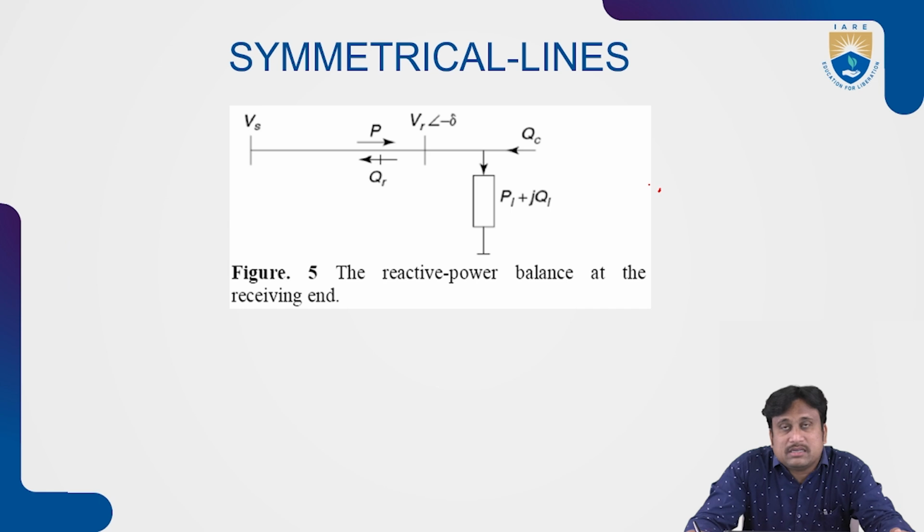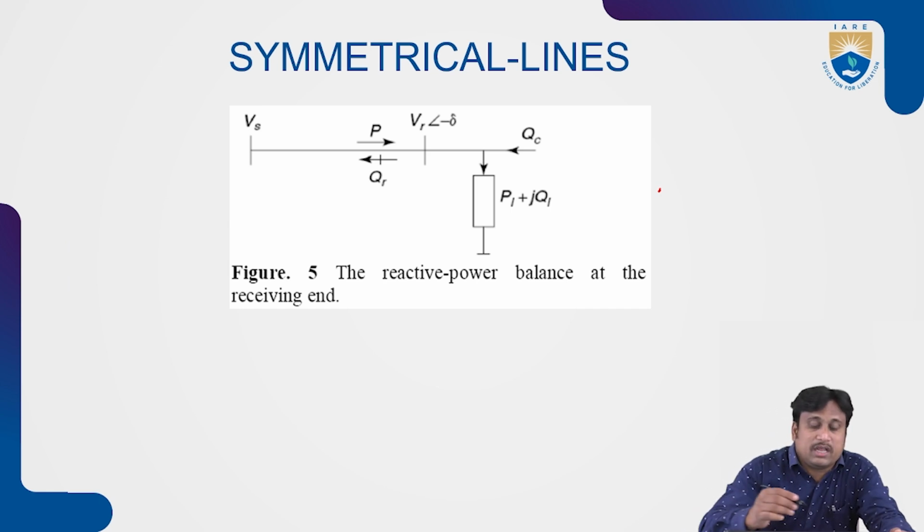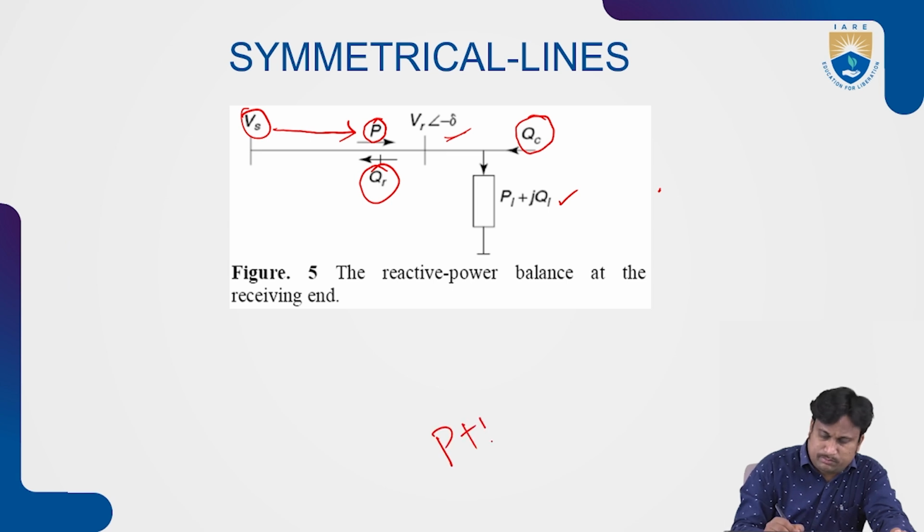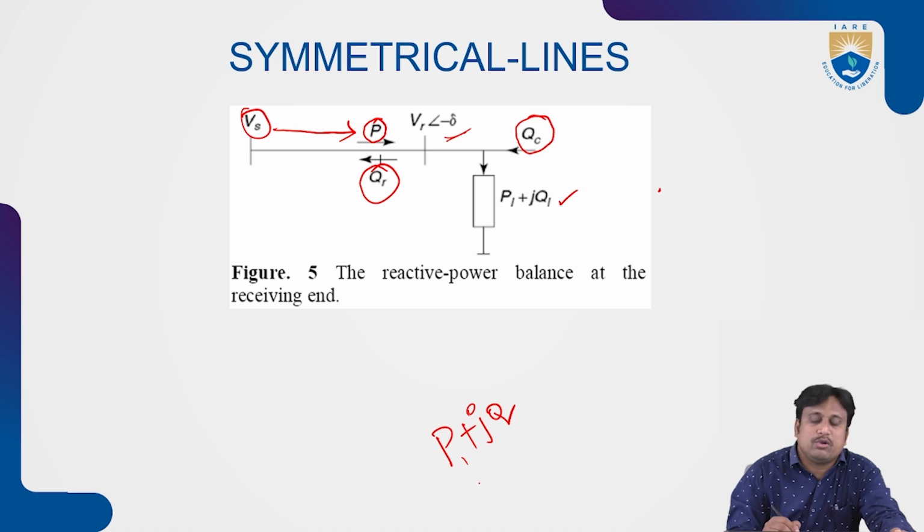Here the reactive power balance at the receiving end is achieved with the sending end voltage Vs, and real power P is flowing from the sending end to here, and the receiving end voltage is represented at an angle of minus delta. The opposing case will be achieved with the reactive power QC. So reactive power will become QR. With this, the line parameters are represented with P plus jQ in terms of the line. So this is the reactive power balance obtained at the receiving end.